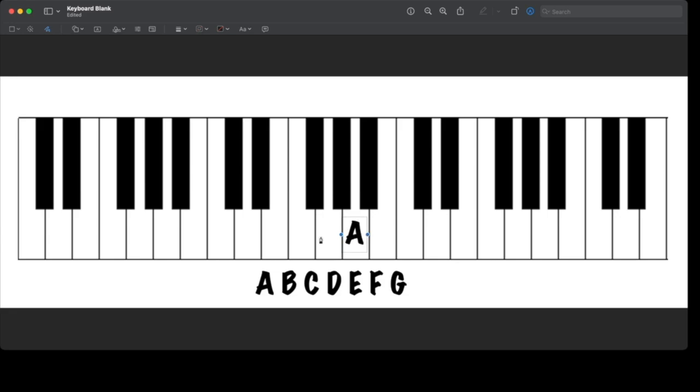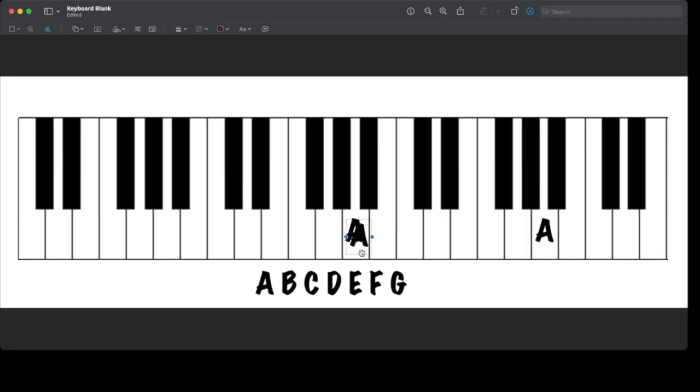Right there, there's the note A. The note A is in between the 2nd and 3rd black key. Now I will say that the note A is always going to be in between black key 2 and 3. So that's also an A.